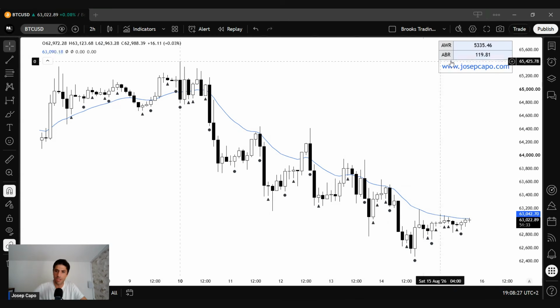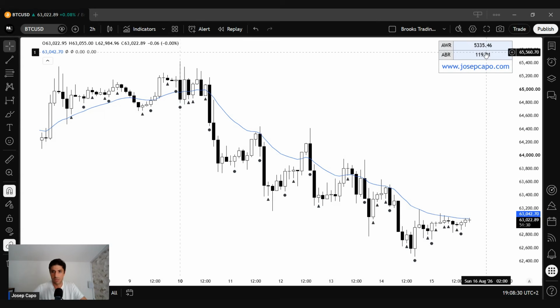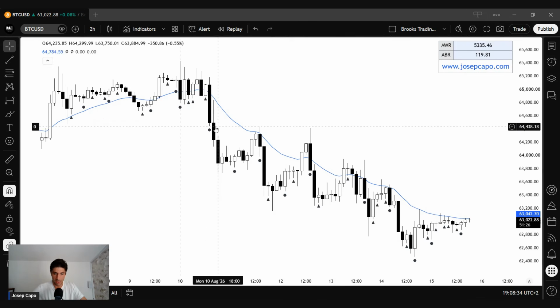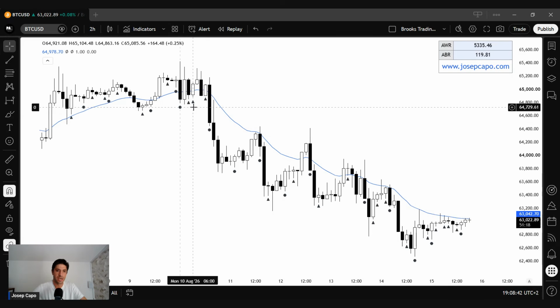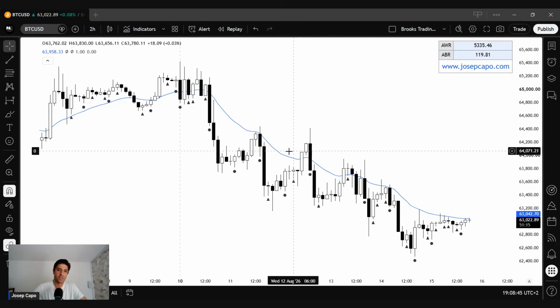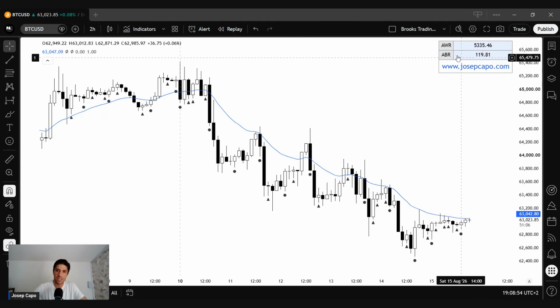And then on the right, you see a table, which is my indicator, the indicator I use, and it shows me the outside bars, these red circles, or the triangles that are inside bars. Moreover, it shows me the exponential moving average of 20 periods, classic Al Brooks. And the table tells me different things. So in this case, AWR tells me the average weekly range.